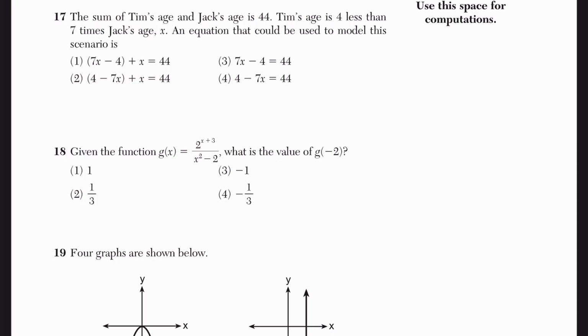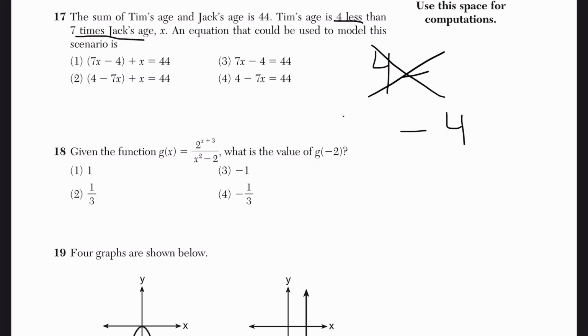Okay, 17. The sum of Tim's age and Jack's age is 44. Tim's age is 4 less than 7 times Jack's age. So, 4 less than, a lot of people start with that. But that's 4 minus. 4 less than is going to be whatever is less than, take away 4 from that.